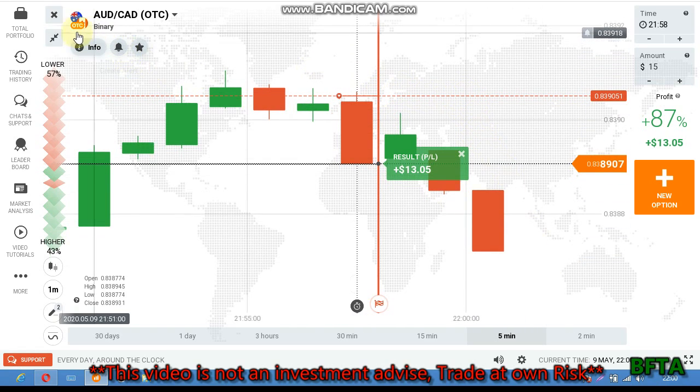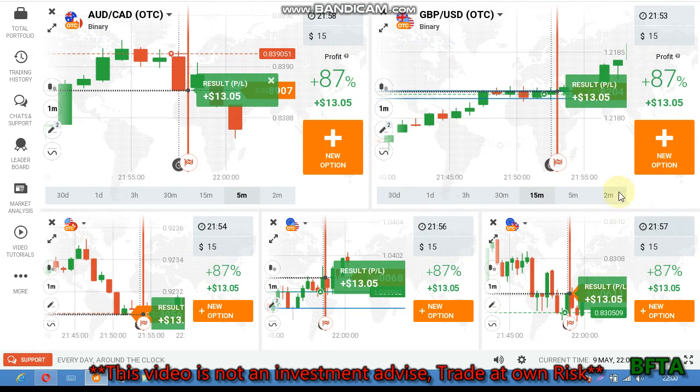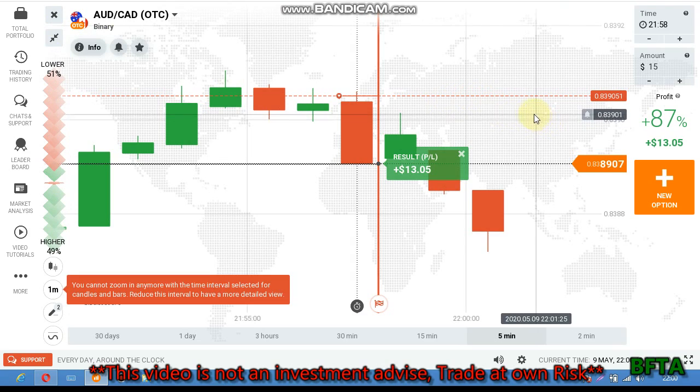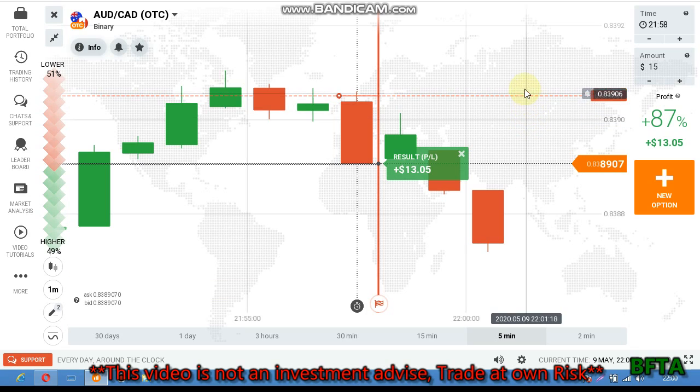Okay, so now I have taken 5 trades with candlestick psychology by observing the market behavior. So this is how you can place your trade if you observe the market behavior.